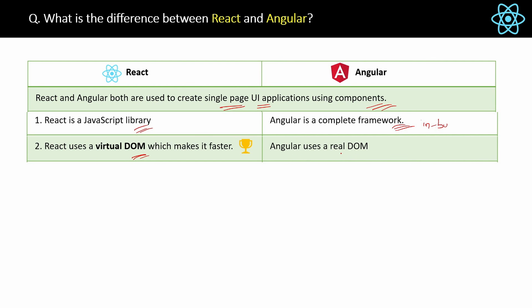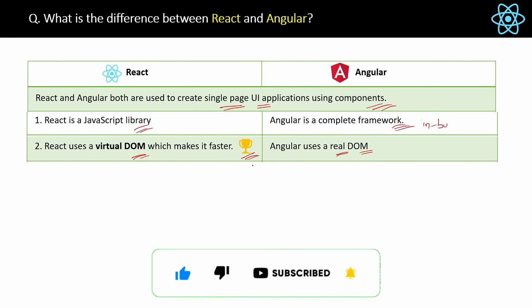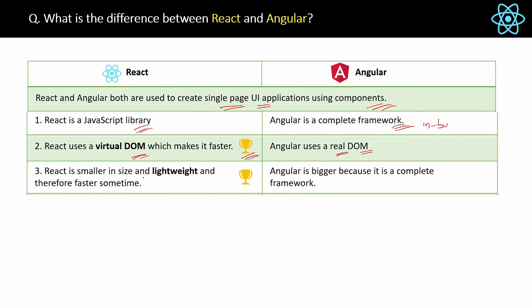But Angular uses only the real DOM, which is slightly difficult to render and therefore not as fast as the virtual DOM. So here React is the clear winner because it is faster in that sense, okay. Third difference is React is smaller in size and lightweight, and therefore again it is faster sometimes. Whereas Angular is bigger because it is a complete framework, therefore it is also not lightweight. So again here React is the winner, okay.